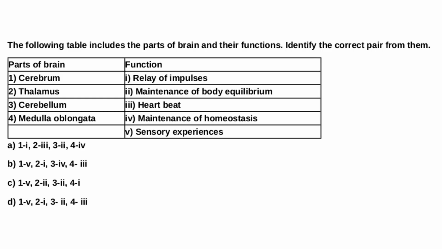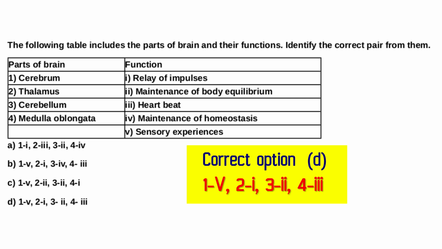Next question. The following table includes the parts of the brain and their functions. Identify the correct pair from them. The box consists of two parts: first, parts of the brain, and second, their functions. The parts given are cerebrum, thalamus, cerebellum, medulla oblongata. Analyze this table and find the correct sequence. Yes, here the correct option is D.